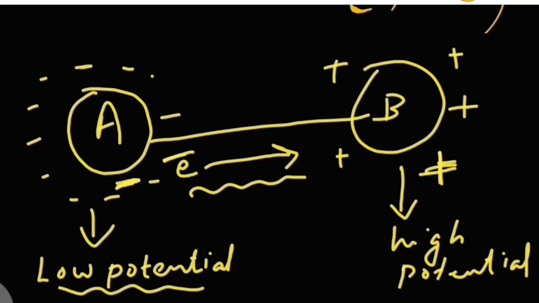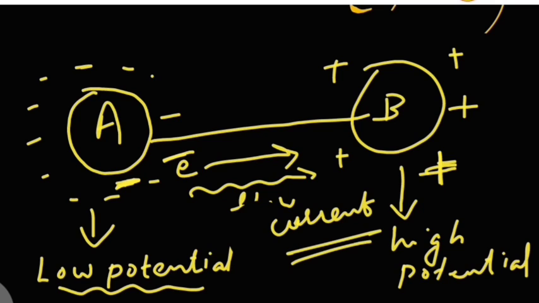What will happen? Electron flow will continue until the two conductors A and B get the same charge, the same amount of charge, or the same potential, we can say. Now we have seen that when electrons are flowing, current will be produced, isn't it? So when this electron is flowing from conductor A to conductor B, a current is produced here.